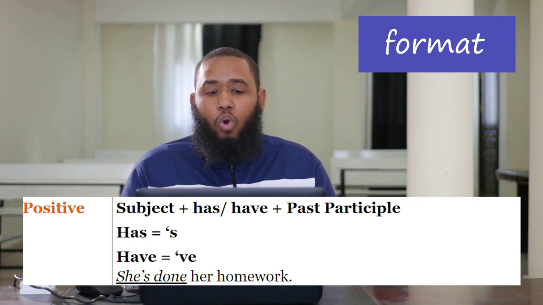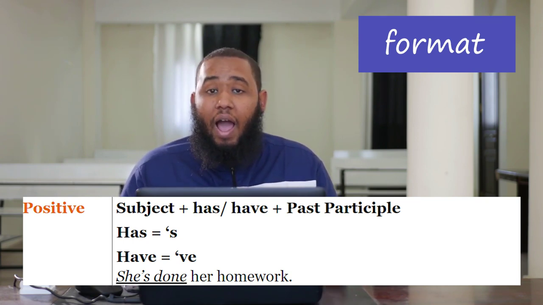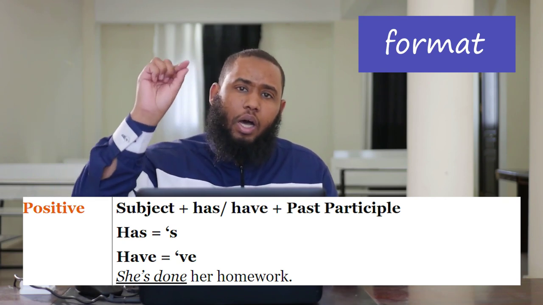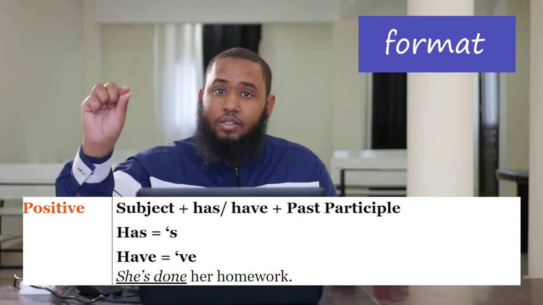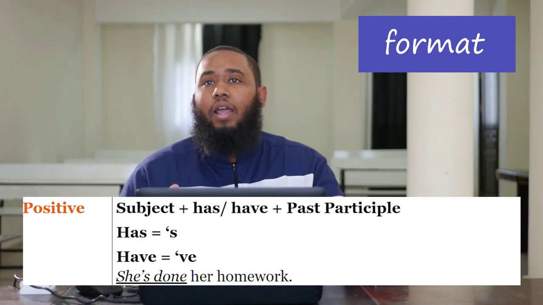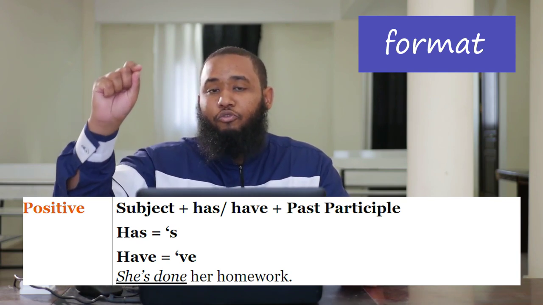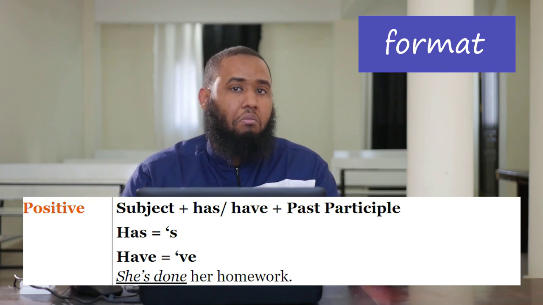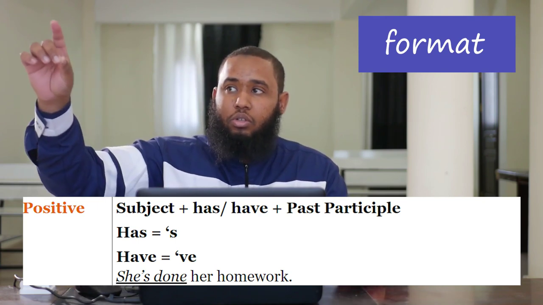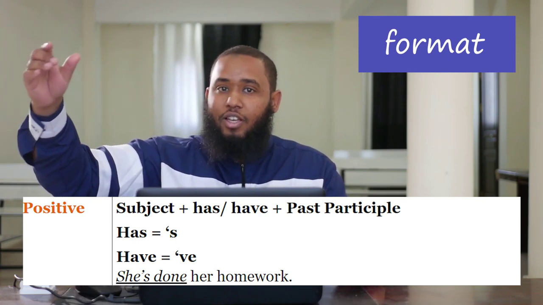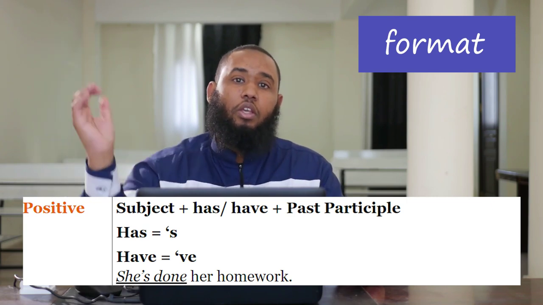If you ever have the word have, instead of the apostrophe S, you will just add an apostrophe VE. That's it. Instead of apostrophe S, it will be apostrophe VE.